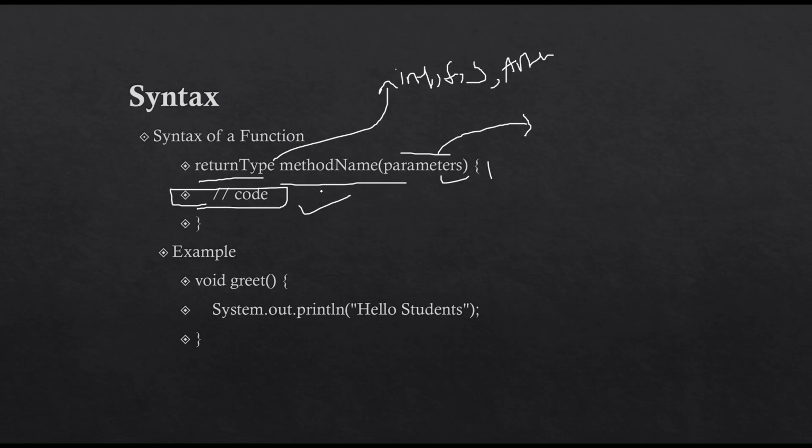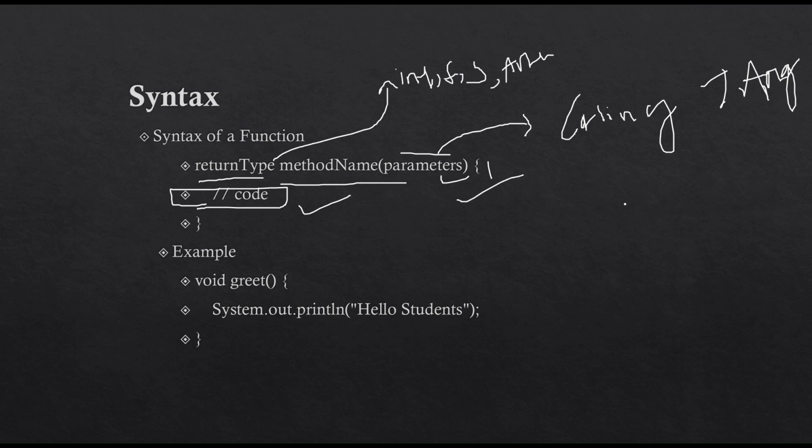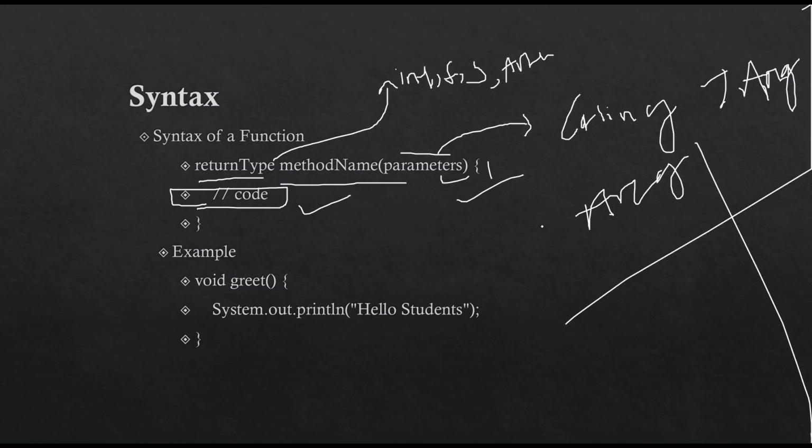During the calling time I pass the value, and that calling-time part is called the argument. During the creation part it is called the parameter. That's the basic difference between argument and parameter. Creating a function is called the parameter, and the calling time, when you use the function name, is called the argument. This is very simple to understand.